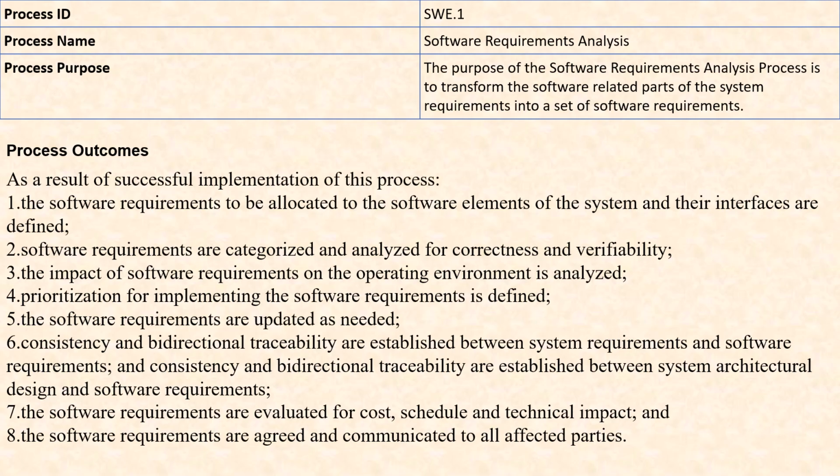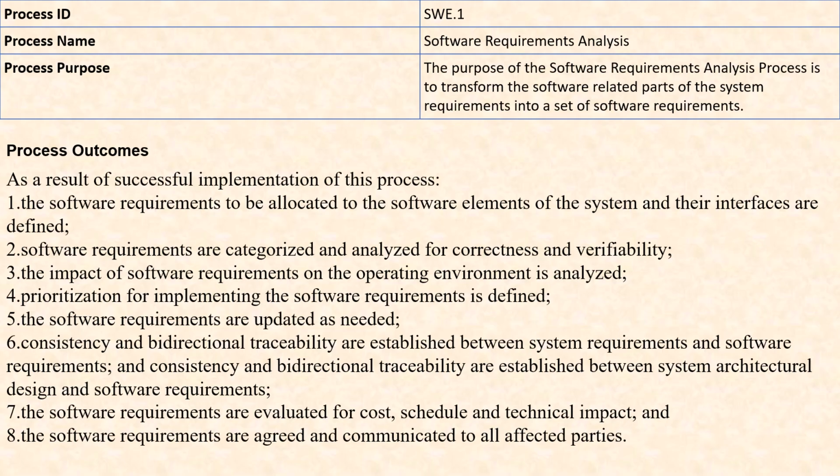Now first comes SWE1. What is this SWE1? The process name is software requirements analysis, and the process purpose is to transform the software related parts of the system requirements into a set of software requirements. Now this is very much equivalent to SYS1 of the system engineering. Just like you identify the system requirements, in SWE1 you elicit the software requirements. Okay, I repeat this sentence: SWE1 is the equivalent of SYS1 in software development.